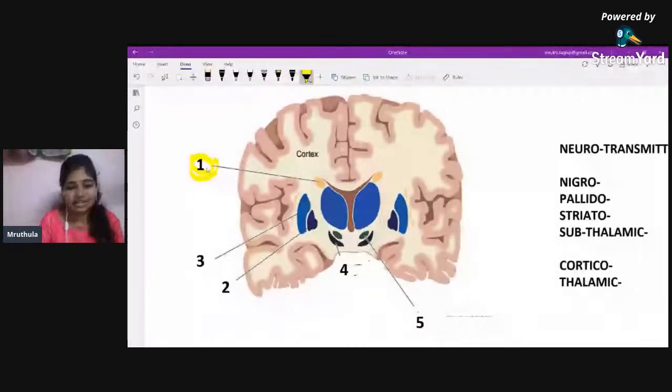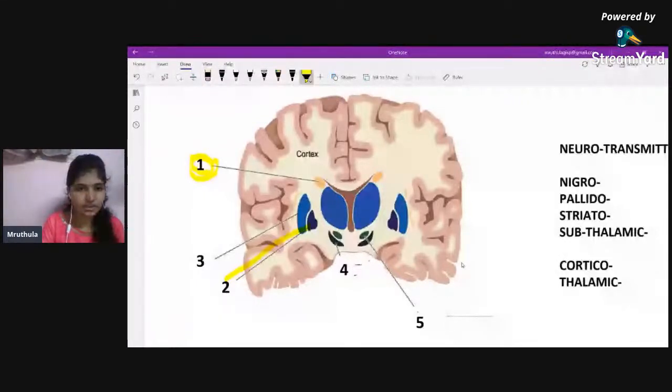Okay. So 1 is the caudate nucleus. 2 is the medial part, which is the globus pallidus. 3 is the putamen. 5 is the subthalamic body of Luys, or subthalamic nucleus. 4 is the substantia nigra. Okay.